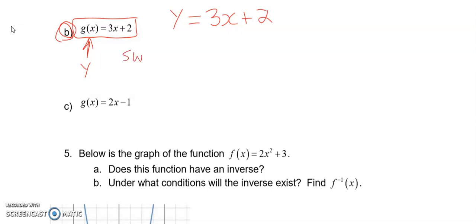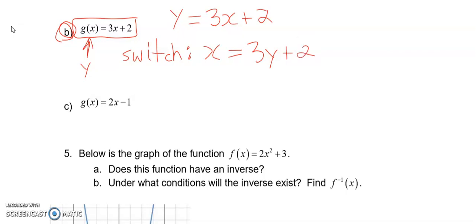Now, the next step is what I call the switch step. Now, remember what that means. The x's become y's, and the y's become x's. All right? So, change that y into an x equals, change that x into a y, and then you write plus 2.